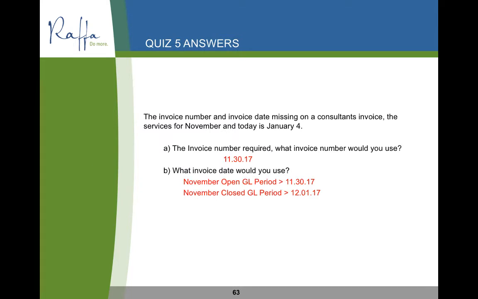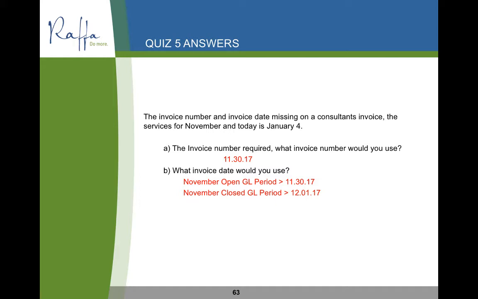The invoice number and invoice date is missing on the consultant's invoice. The services were for November. We're going to assume for the full month of November, and today is January 4th. So my invoice number would be the last day of assumed services, which would be 11/30/17. My invoice date, if November was still an open period, I would enter as 11/30, and I would make a note that the invoice was received January 4th. It would be part of my description details.